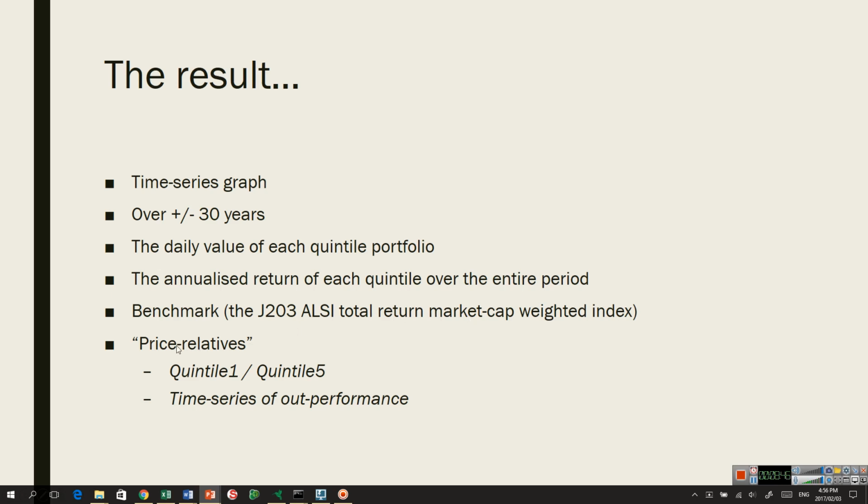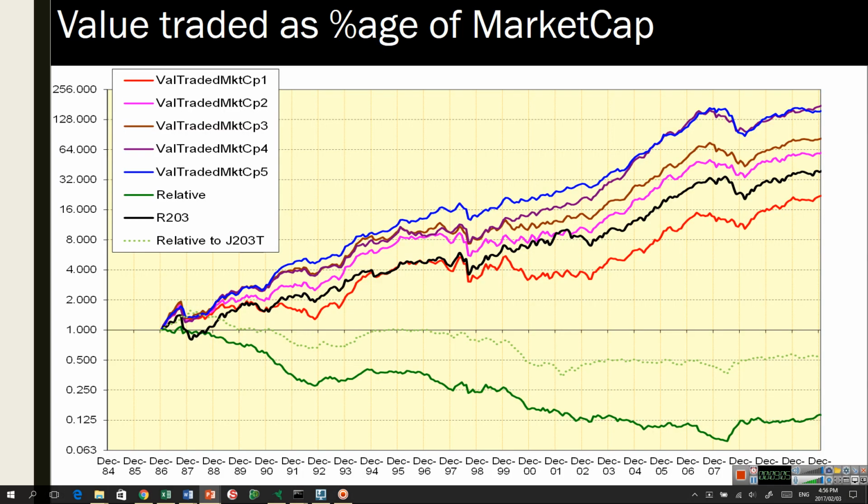And in addition, we're going to construct what we call price relatives. We're going to take quintile 1 and divide its value by quintile 5. And you will see that this enables us to construct time series plots, graphs of outperformance, which can be very useful in looking at the results. So let me show you what this one actually looked like.